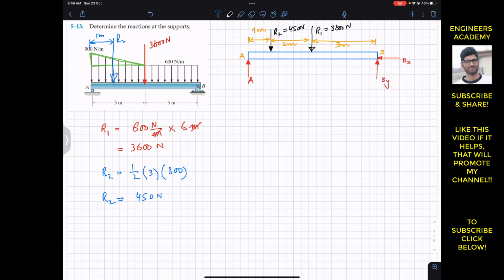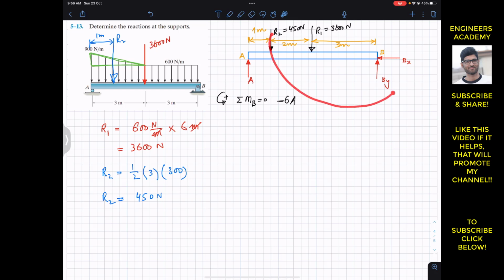So now, since the beam is in equilibrium, we can apply the summation of moment about point B, that must be equal to zero, and the counterclockwise moment is considered to be positive. Now, as we can see, this A support reaction is going to produce the clockwise moment. So we will write minus A, and the moment arm of this A from that point B is the length of the beam, which is 6 meters. The total length of the beam is 6 meters. So this is minus A into 6, minus 6A.